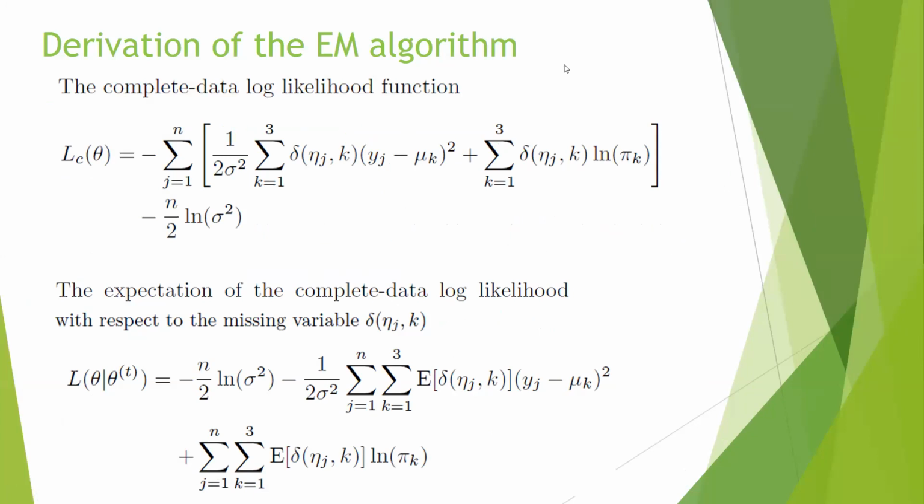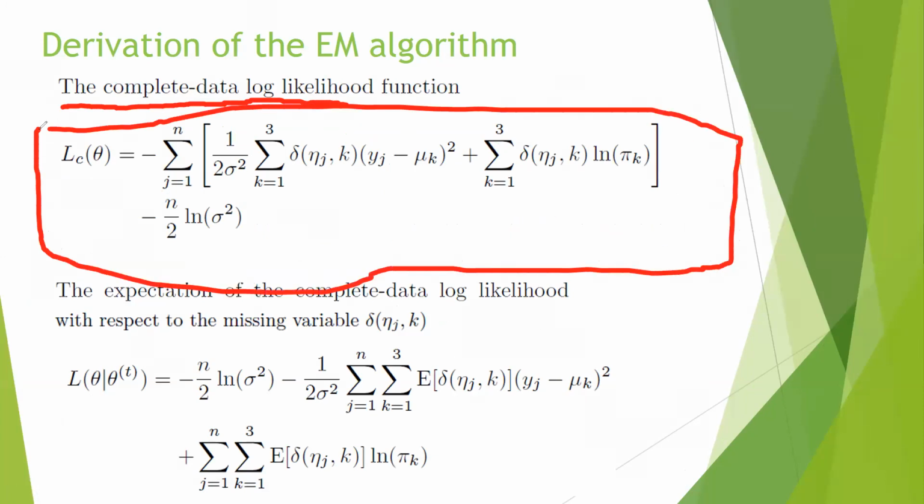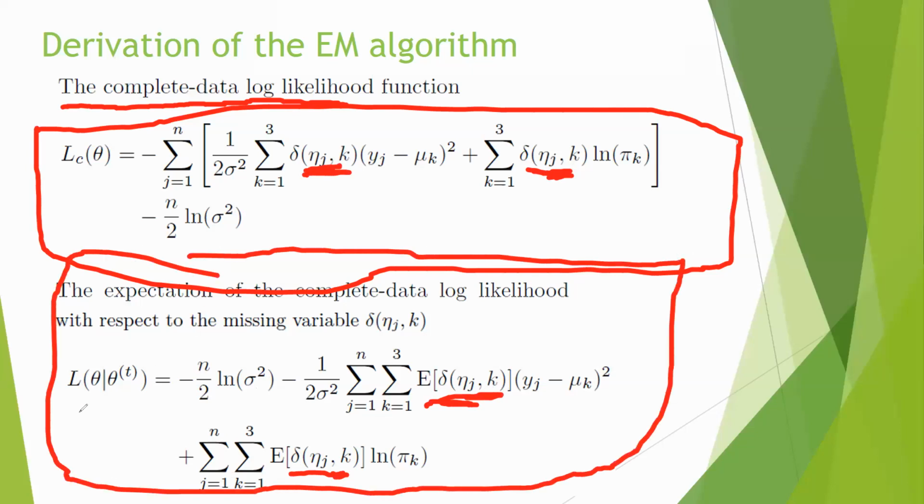All right, so the derivation of this EM algorithm. First we want to see, if there's no missing value, the complete data, what does the log likelihood function look like? So this is the complete data. However, these are missing, right? So we can easily replace them in each expectation step. We can replace this missing value using the expected value. So this is how in the EM algorithm we can write the log likelihood function using this formula.